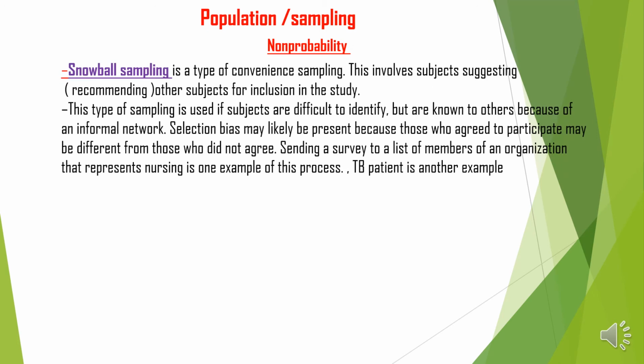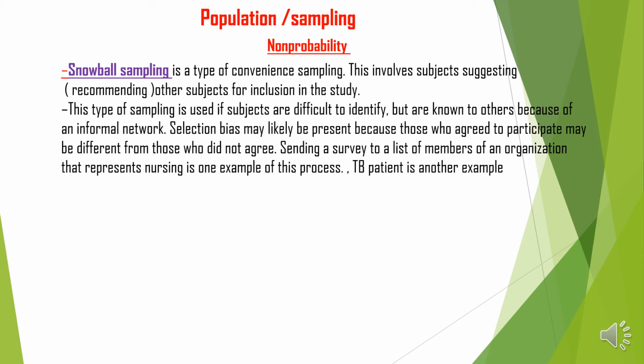Number two, snowball. As you know, a snowball, as it goes down, gets bigger and bigger. So what is the snowball type? It's a type of convenience sampling. This involves subjects suggesting or recommending others. I cannot reach all the population, but I can reach one of them. The one I can reach will tell me about another 2 or 3 or 4. Then I'll go to those people, ask them, they will tell me about other people, and so on until my sample is getting bigger.